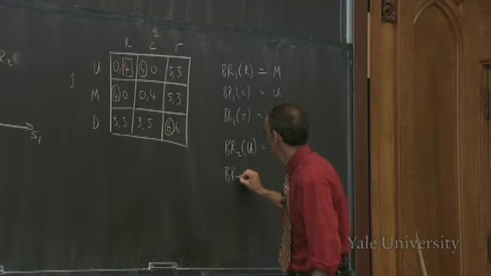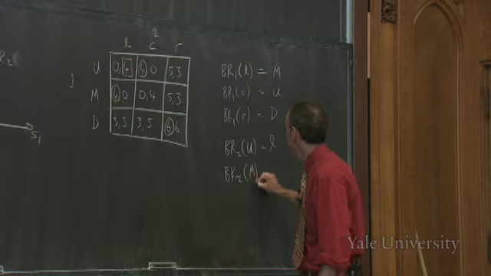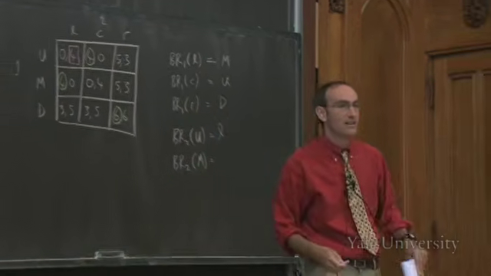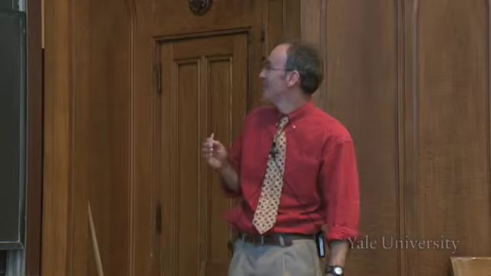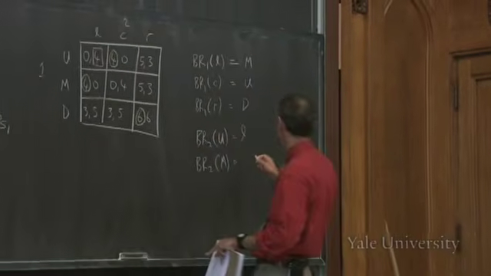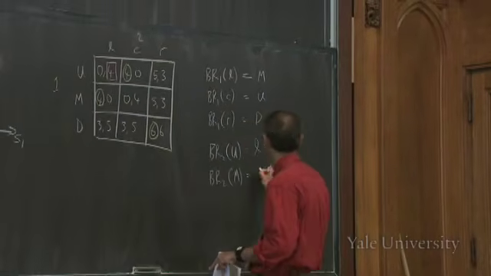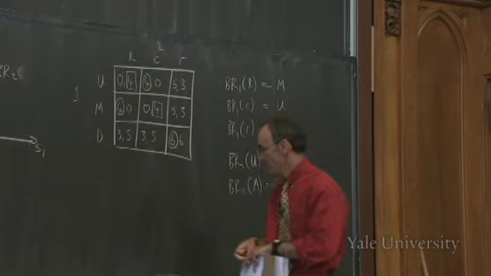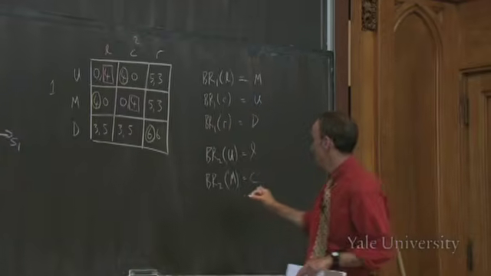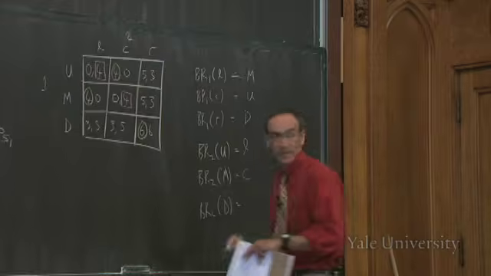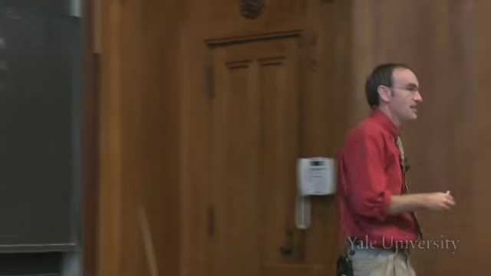And player 2's best response to middle, so Murty, do you want to grab somebody over there? Center. Shout it out. Center. All right, because 4 is bigger than 3, which is bigger than 0, so that's center. And in my color coding, that gives me a square here. And finally, player 2's best response to down. And your turn, Ali. Let's grab somebody.